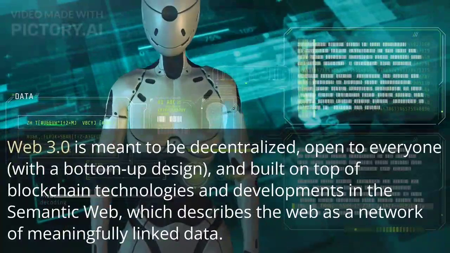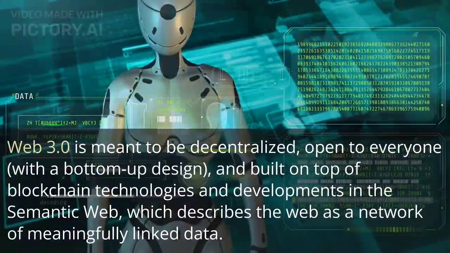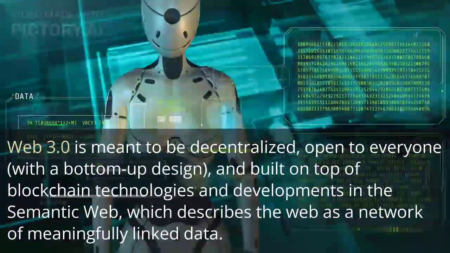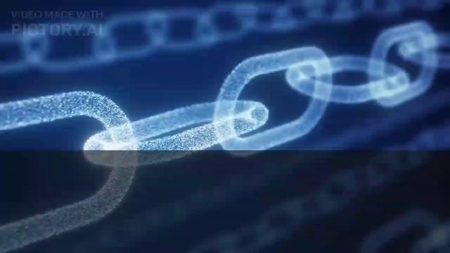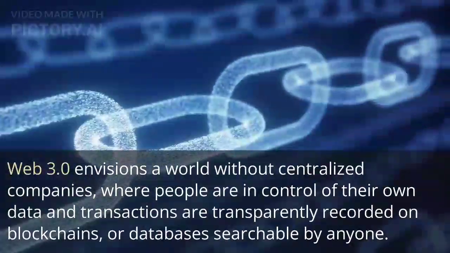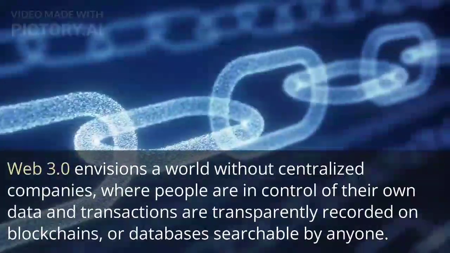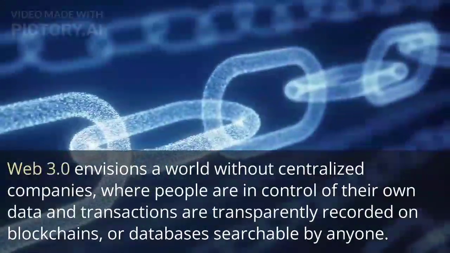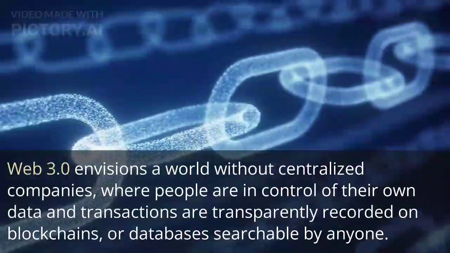Web 3.0 is meant to be decentralized, open to everyone, with a bottom-up design, and built on top of blockchain technologies and developments in the semantic web, which describes the web as a network of meaningfully linked data. Web 3.0 envisions a world without centralized companies, where people are in control of their own data and transactions are transparently recorded on blockchains, or databases searchable by anyone.